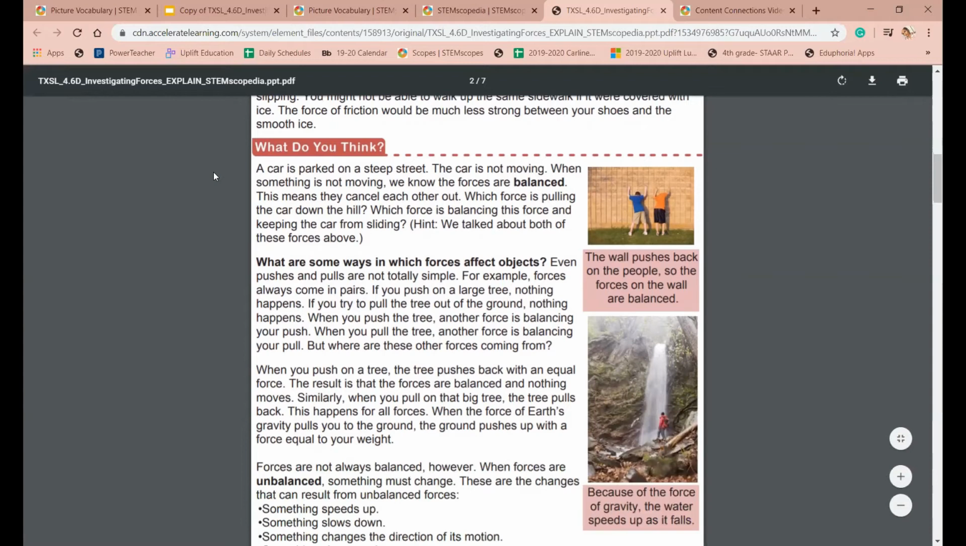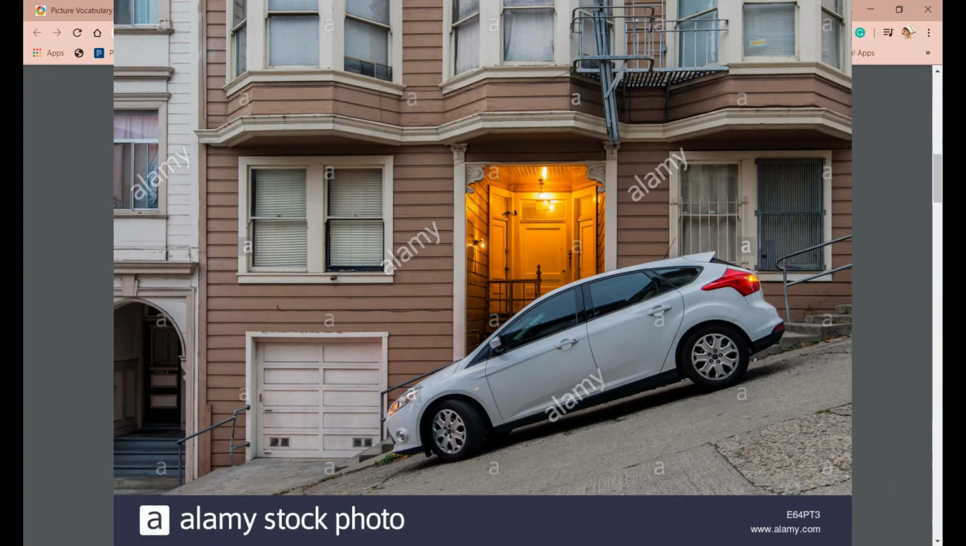A car is parked on a steep street. The car is not moving. When something is not moving, we know the forces are balanced. This means they cancel each other out. Which force is pulling the car down the hill?